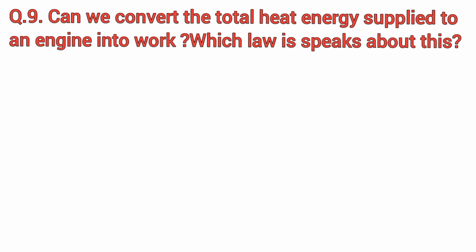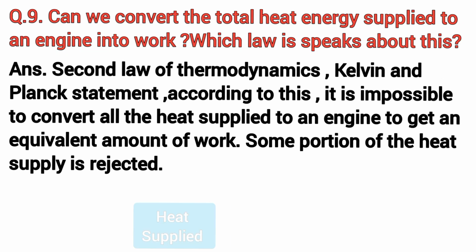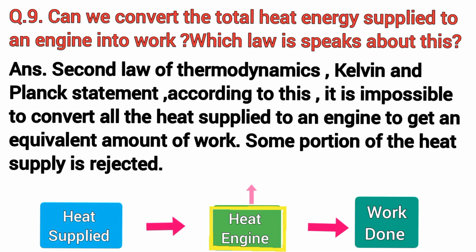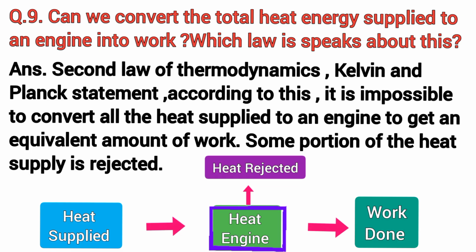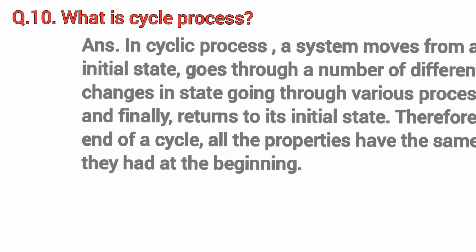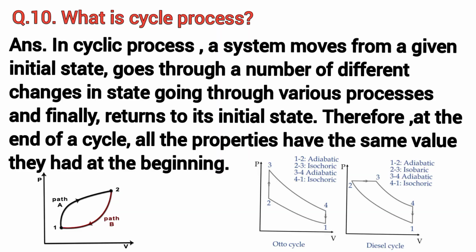Can we convert the total heat energy supplied to an engine into work? Which law speaks about this? Second law of thermodynamics, Kelvin and Planck statement. According to this, it is impossible to convert all the heat supplied to an engine to get an equivalent amount of work. Some portion of the heat supply is rejected. What is a cyclic process? In a cyclic process, a system moves from a given initial state, goes through a number of different changes in state going through various processes and finally returns to its initial state. Therefore, at the end of a cycle, all the properties have the same value they had at the beginning.